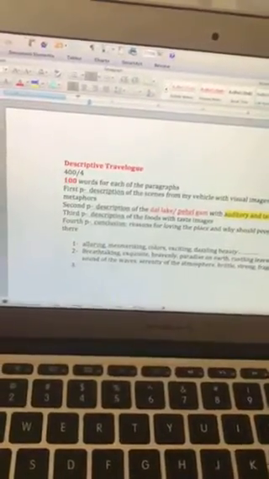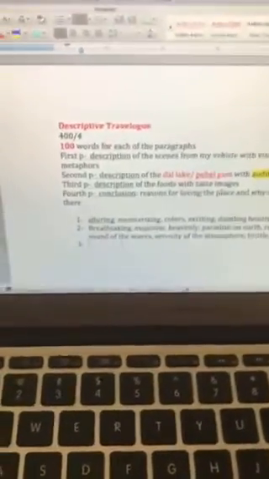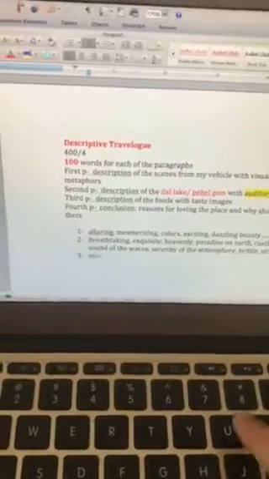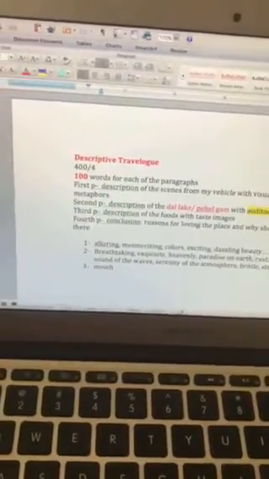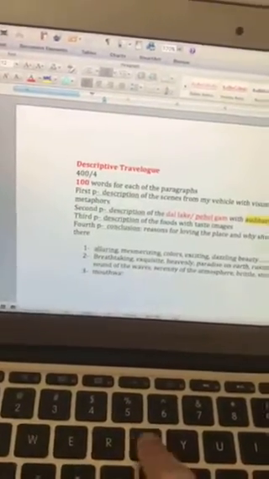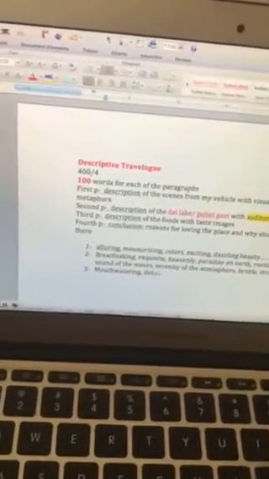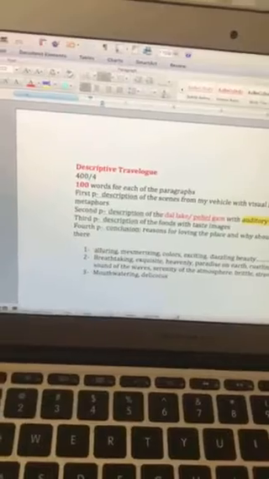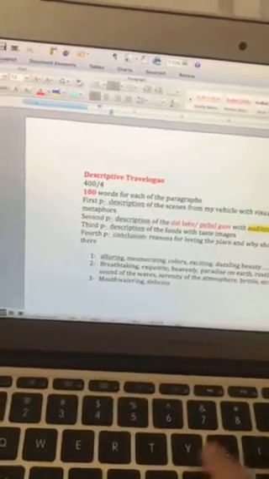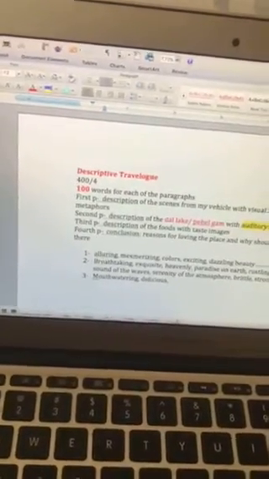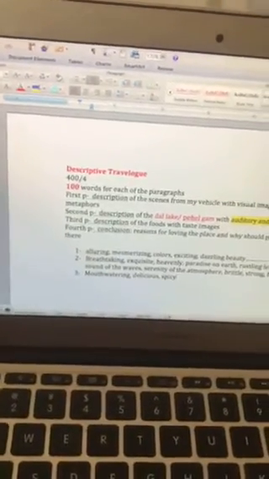Foods. Okay, so while describing foods, we have a lot of adjectives for describing food. So mouth-watering, delicious, spicy, okay?